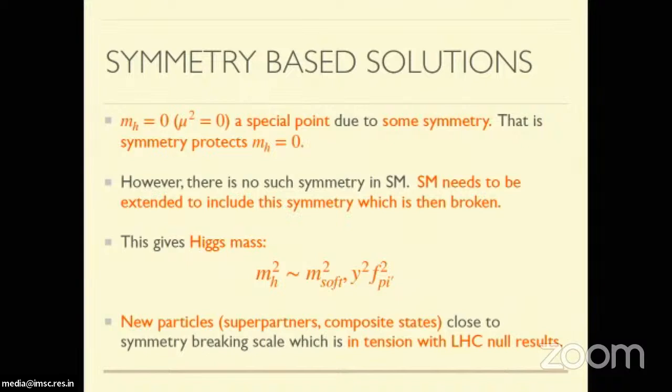And a corollary of this is, of course, that whatever is breaking the symmetry, because there is no such symmetry in the standard model that can protect the Higgs mass. So whatever is breaking this symmetry, for example, if it's SUSY, it's the soft SUSY masses. If the Higgs is like a Goldstone, if it's a shift symmetry, then there is some breaking. So whatever is breaking that symmetry, the Higgs mass should be of that order.